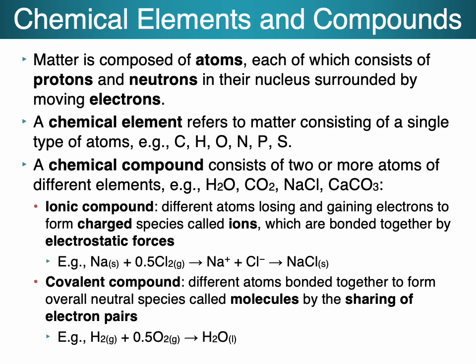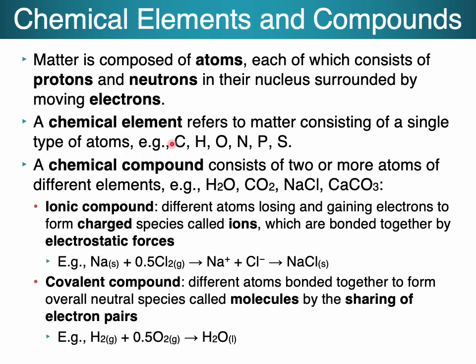So to summarize a bit, matter is composed of atoms, each of which consists of protons and neutrons in their nucleus surrounded by moving electrons. A chemical element refers to matter consisting of only a single type of atom, like C, carbon, H, hydrogen, oxygen, nitrogen, phosphorus, sulfur, so on and so forth. So basically, a chemical element only has one type of atom in the whole thing.